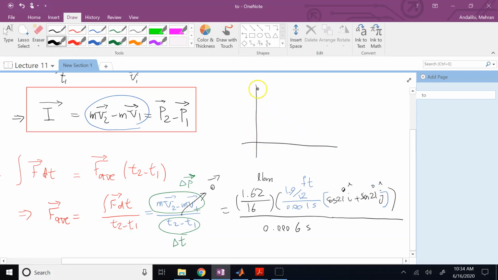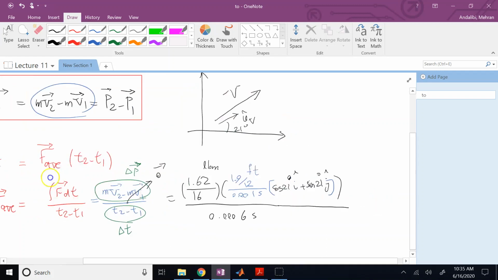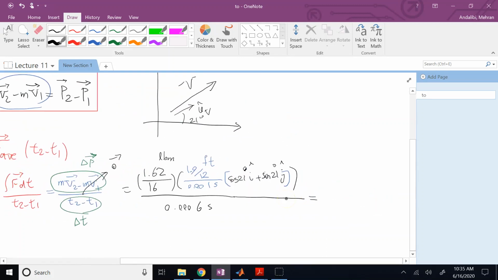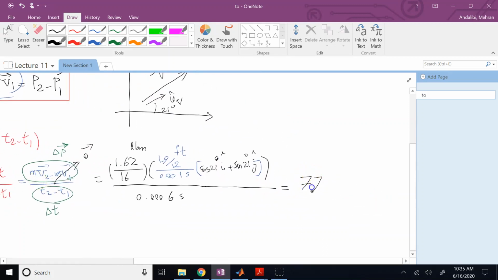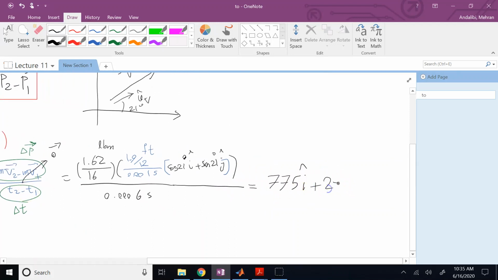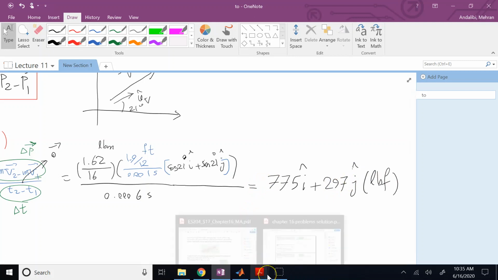So if this is your x and y axis, your velocity is on this line. And this is the unit vector u of v, where this angle is 21 degrees. So now if we simplify this and calculate it, you're going to get 775 i plus 297 j, and the units is going to be pound force. Okay, so this is how you solve example number 16.3.